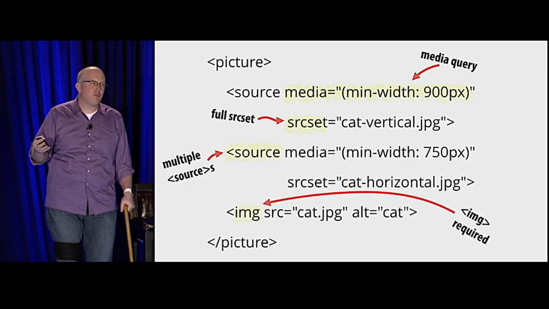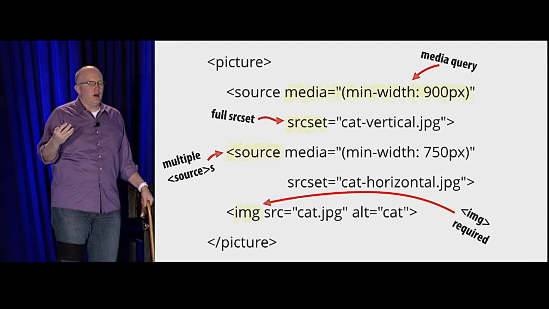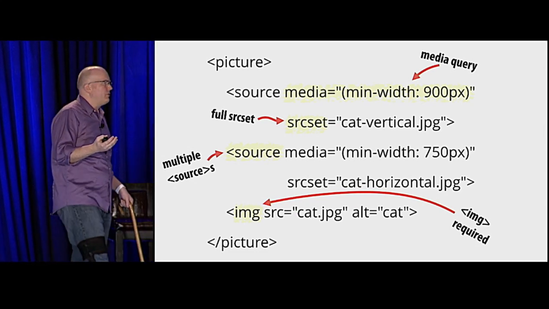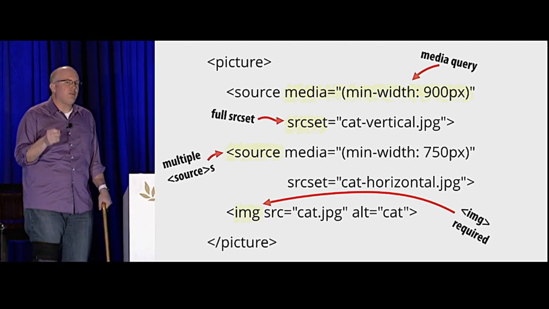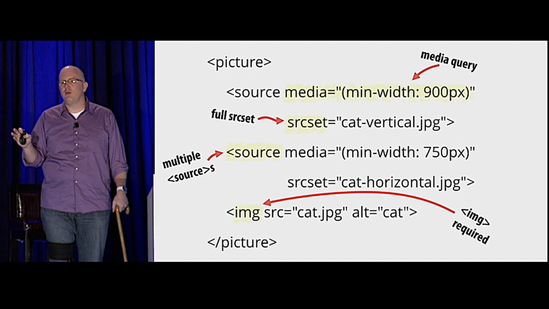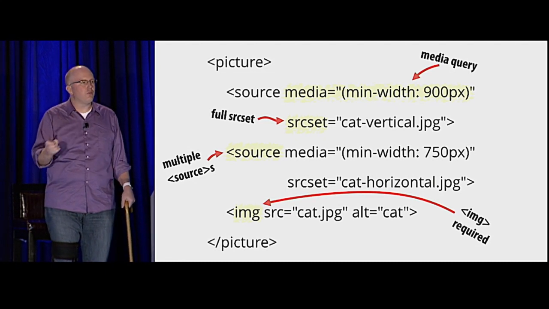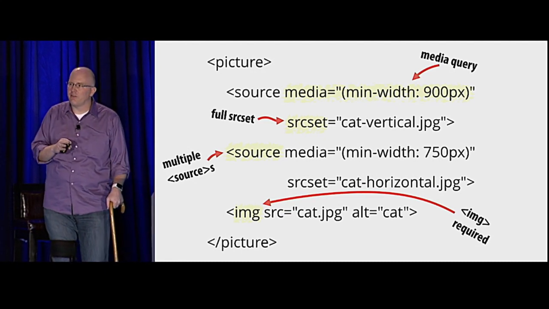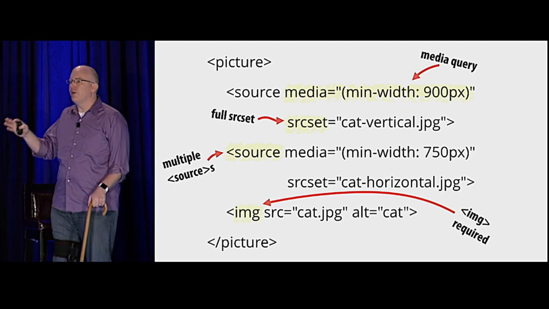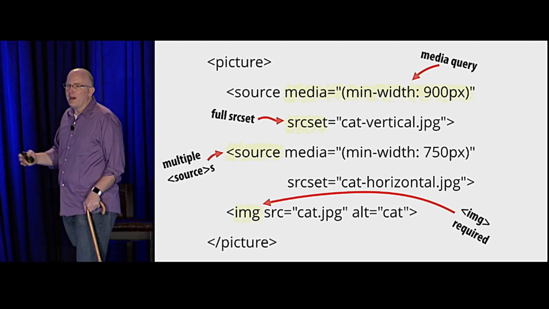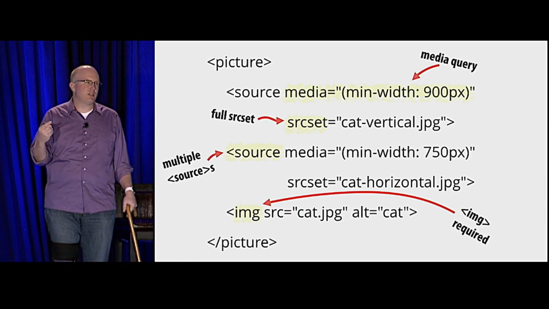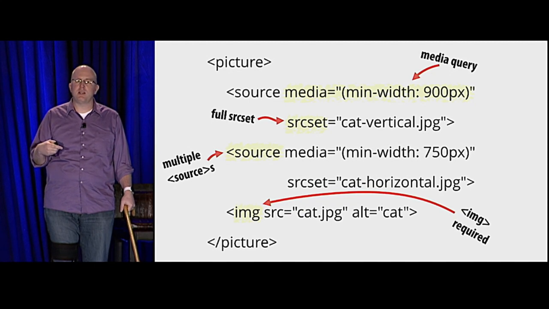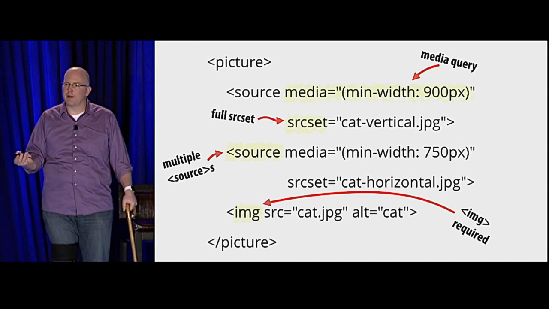For each source, we've got optional attributes, the media attribute, and a required attribute, the srcset attribute. The media attribute is a full media query. You can do everything that you normally would do. Srcset is the full srcset, so everything we just talked about, whether it's display density descriptors or width descriptors, is available to us. We have multiple sources, and the browser will take the first source that it matches. And if it doesn't match any of the sources, then because we've got an image in it, it will select the image. That's the fallback.